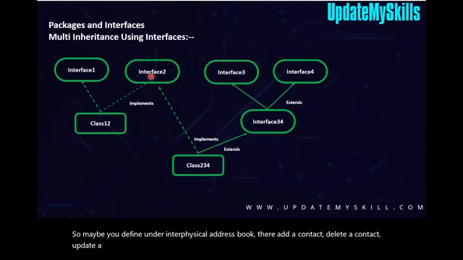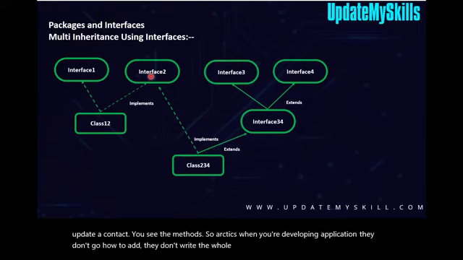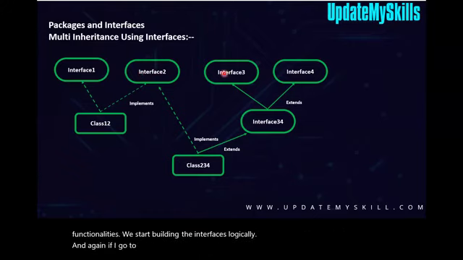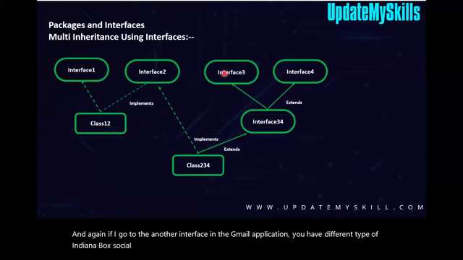You see the methods. So architects, when developing an application, don't write the whole code. They think about the functionalities at a high level. We start building the interfaces logically. And if I go to another interface in the Gmail application, you have different types of inbox: social media inbox, priority inbox, and other kinds of inbox.